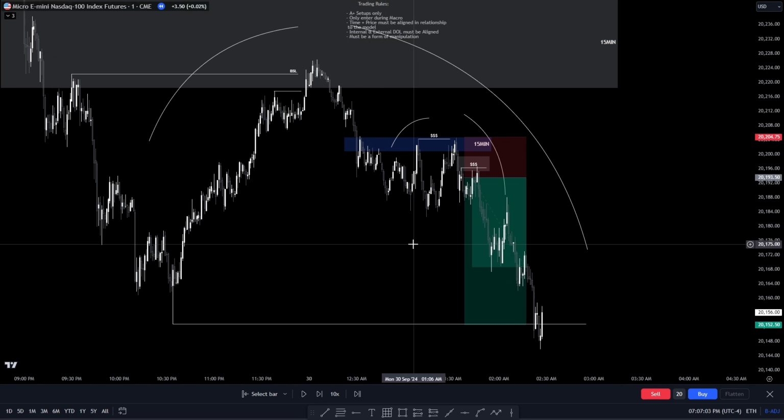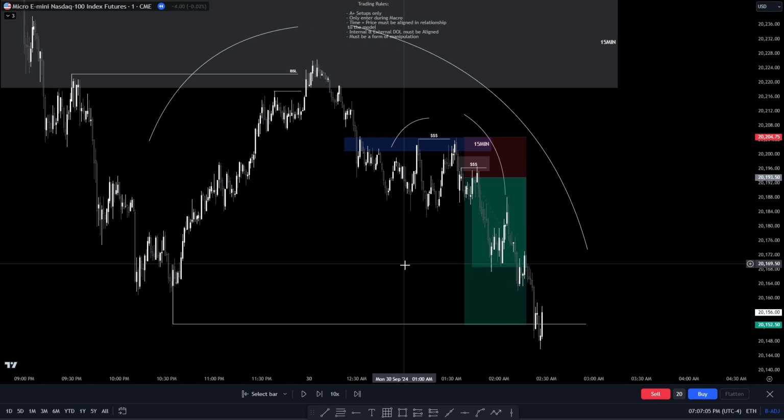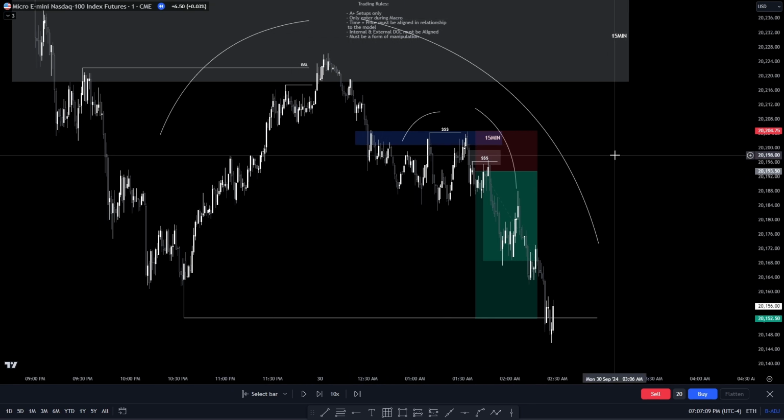And so this is my model. This is what I've been using. I only started implementing the only enter during a macro rule probably like a couple weeks ago, and my win rate's been through the roof in the past couple weeks.